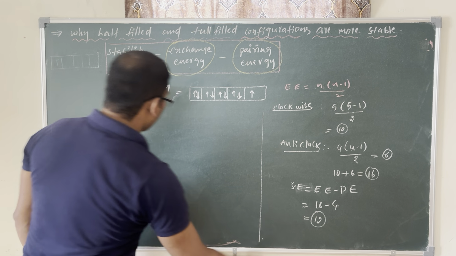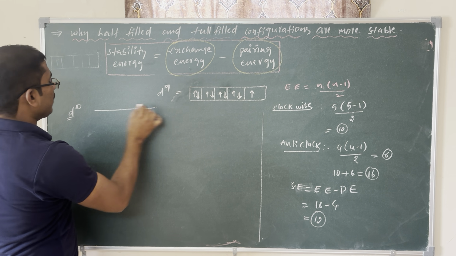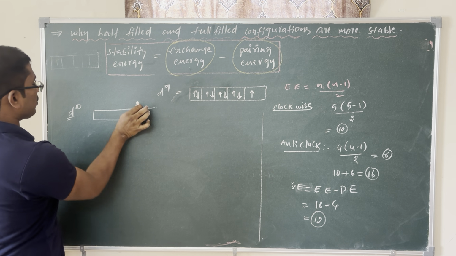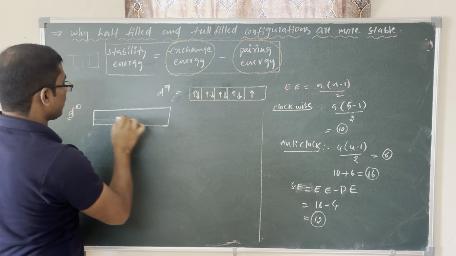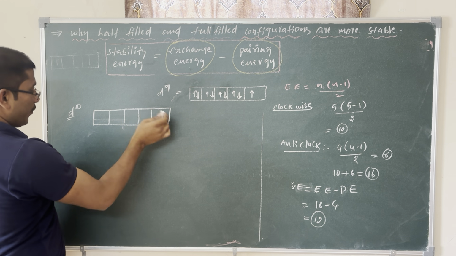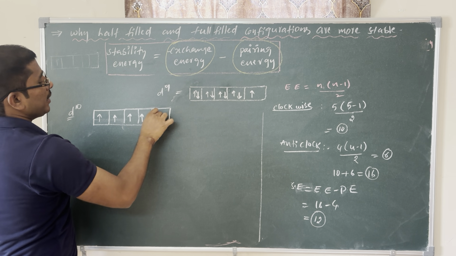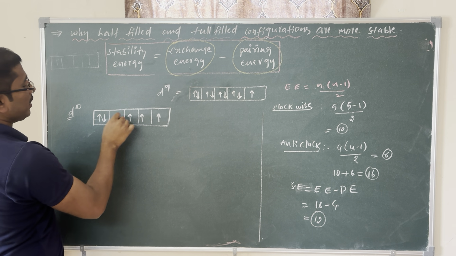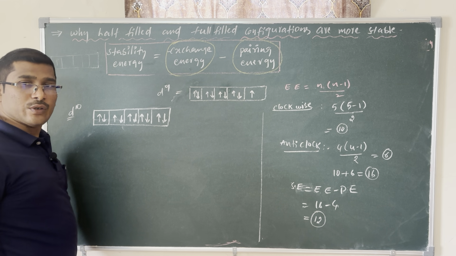Now I am going to take the next configuration, D10. D10 configuration is nothing but how many electrons are present, students? Total 10 electrons are present, in 5 orbitals. In these 10 electrons, 5 electrons have clockwise spin and another 5 electrons have anti-clockwise spin.